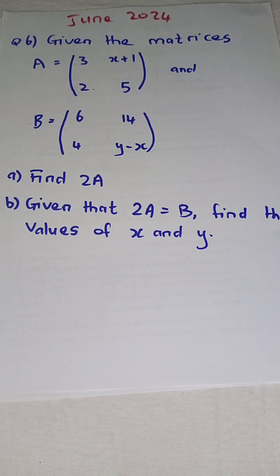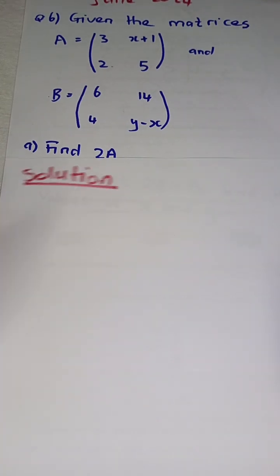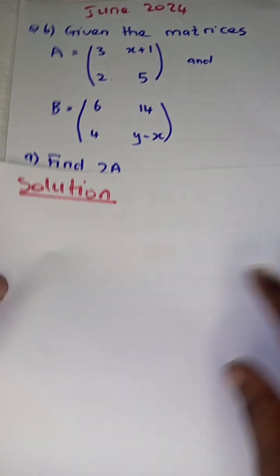So we are going to be solving this question on matrices, and the question reads: given the matrices A and B defined as such, find 2A and B. Given that 2A is equal to B, find the values of X and Y. So without wasting so much time, let's go straight ahead to solve this GCE Ordinary Level question.